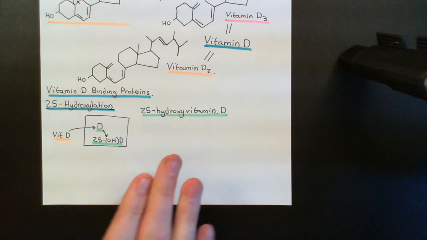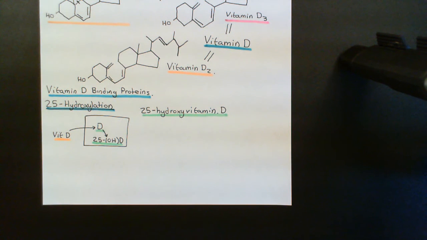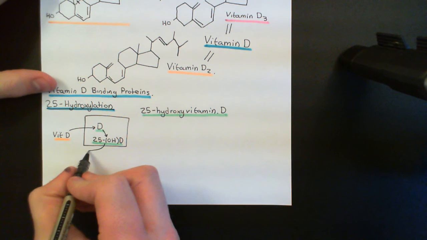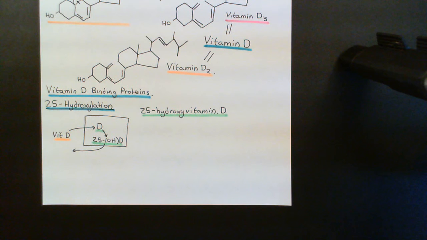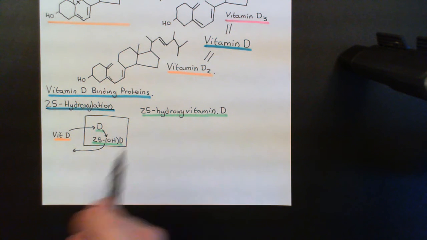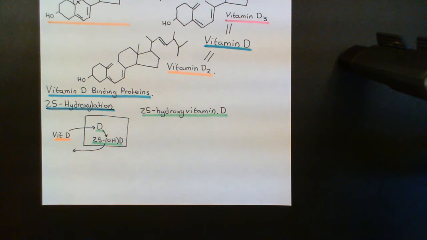Okay, so both of them are going to be converted into the 25-hydroxy form, and then of course this will be released back into the blood, and again it will be carried around the blood by the vitamin D binding proteins. Okay, so vitamin D is converted then into 25-hydroxy vitamin D, and this process is known as 25-hydroxylation. Now that makes it a little bit more active, but it's still not really in the active state. Okay, 25-hydroxy vitamin D is still not particularly active, but it's closer to being in the active state.